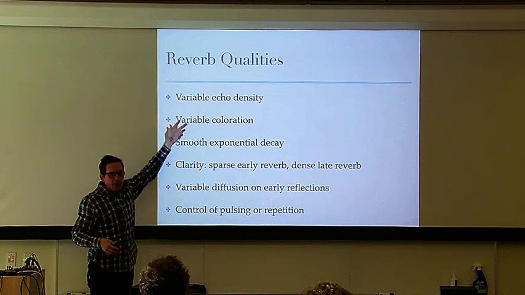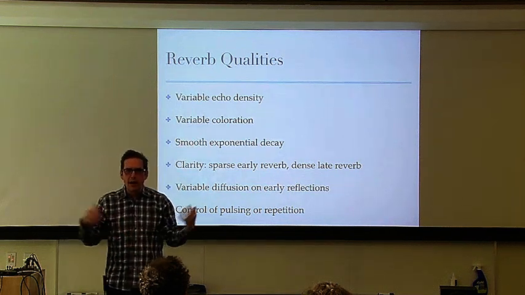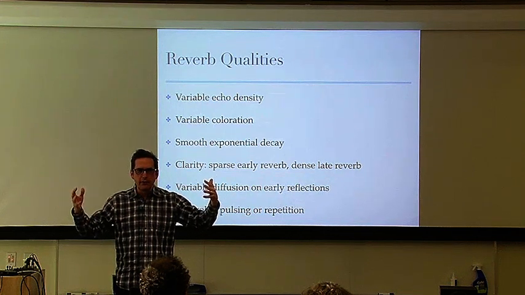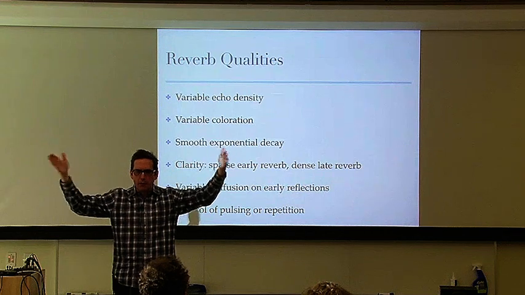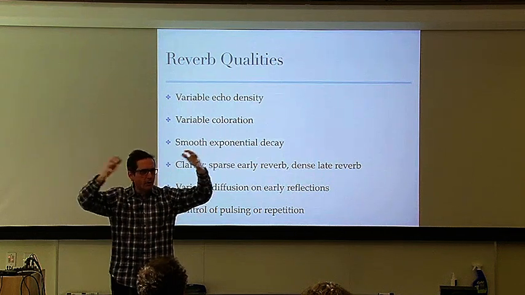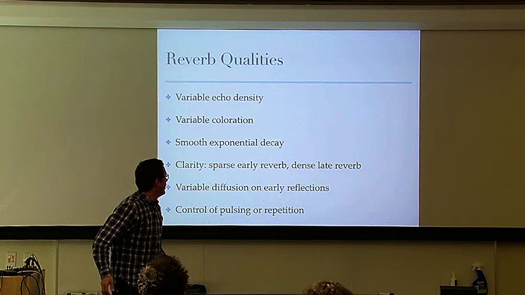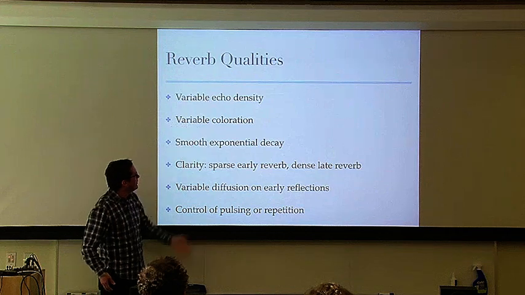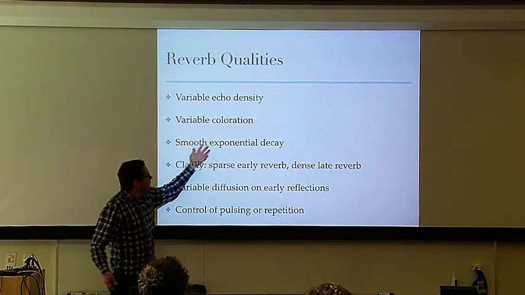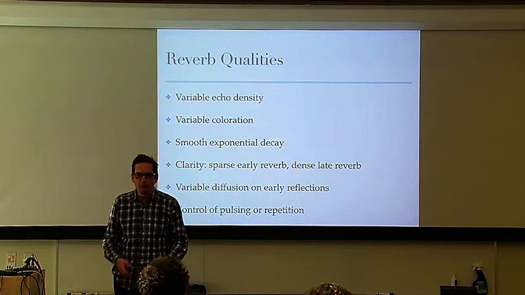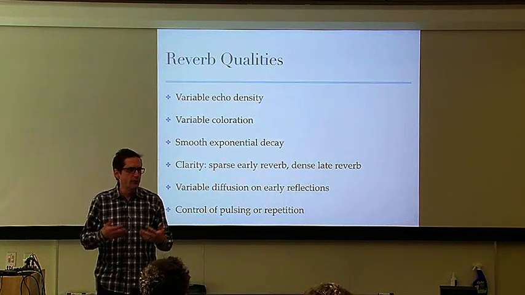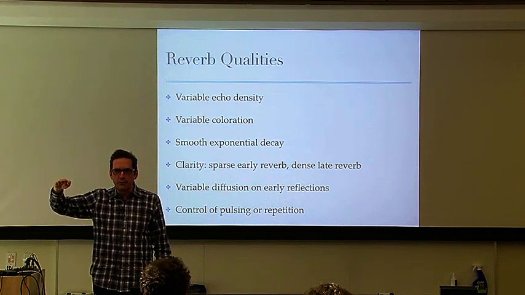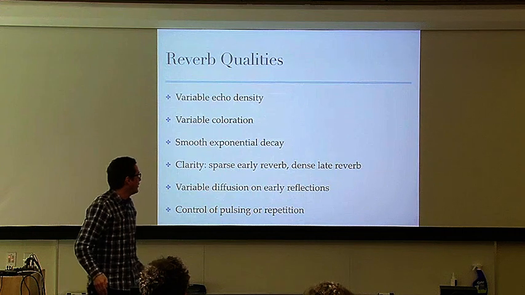I wanted a variable echo density, so that the higher the echo density, the more complex the room. The lower the echo density, the more the room is a simple thing with parallel walls, or even a sphere where you get a single reflection. I wanted to make some sort of coloration variable. I did want to allow for a smooth exponential decay. Most real rooms, or rooms that have good reverb acoustics, have a decay that's exponential, and there's a way of achieving that. So this was one design goal.